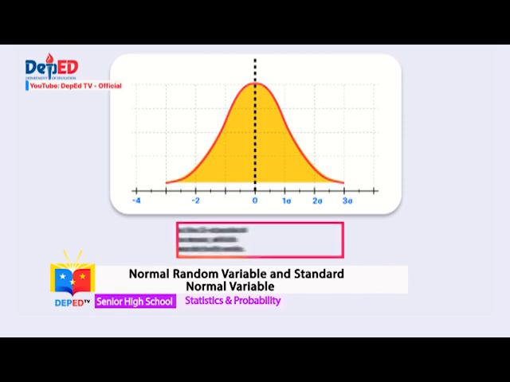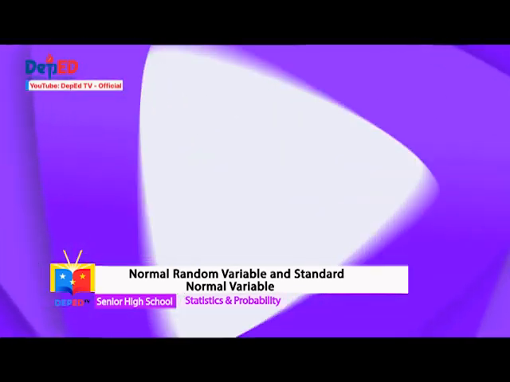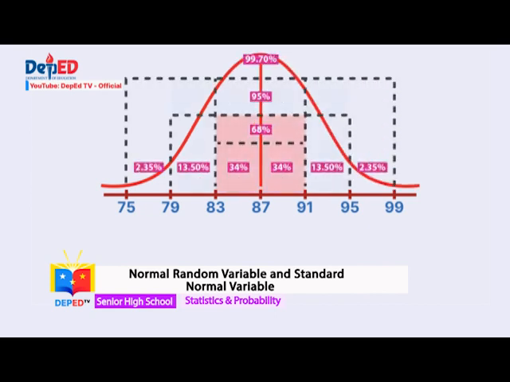There are only a few data which fall outside the 3 standard deviations from the mean, 0.30%, which indicates 0.15% towards both ends. Let's have an example. For instance, the distribution of the grades of the senior high school students in statistics and probability for the third quarter is shown in the figure.